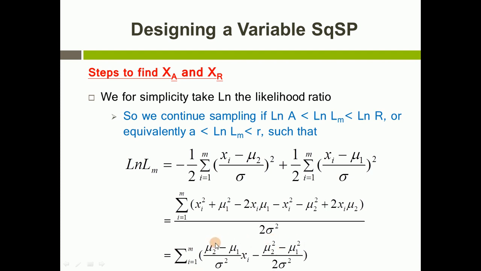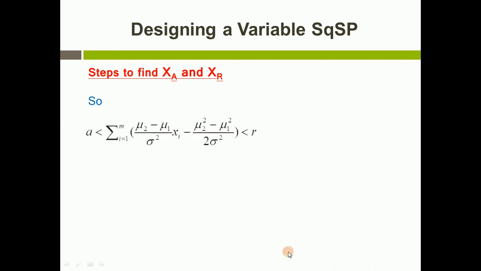So now I can say that I will continue sampling if this quantity is between a certain value called small a and small r. Okay, so this is what we have done. Now I can work this out, because I need to keep the summation of xi in the middle and I don't need anything beside it. Summation xi no longer represents a cumulative number of defective items as in the attribute sampling plans. However, now it represents a cumulative sum of the measurements till I reach unit m.